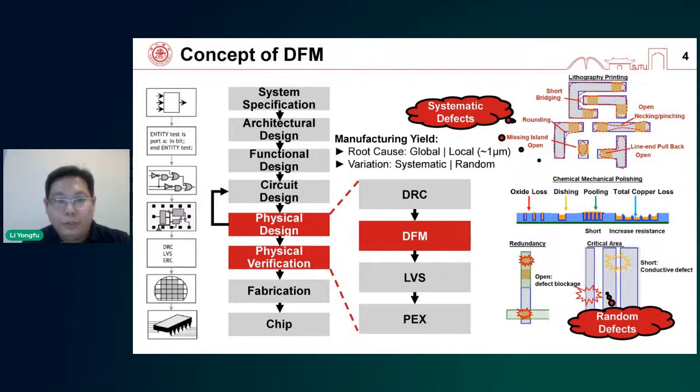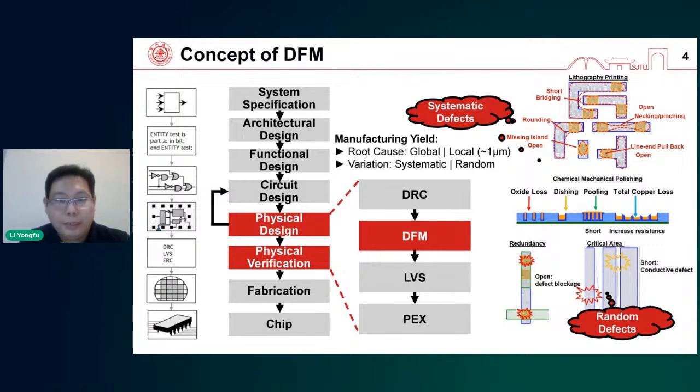Usually we are referring to systematic defects regarding printability issues in terms of lithography, or back end of line CMP polishing issues, which can be systematic errors. And there can also be random defects, because when our geometry becomes smaller, the defect density will continue to increase. How can we optimize the physical layout so that we can reduce the killer defects in the wafer?